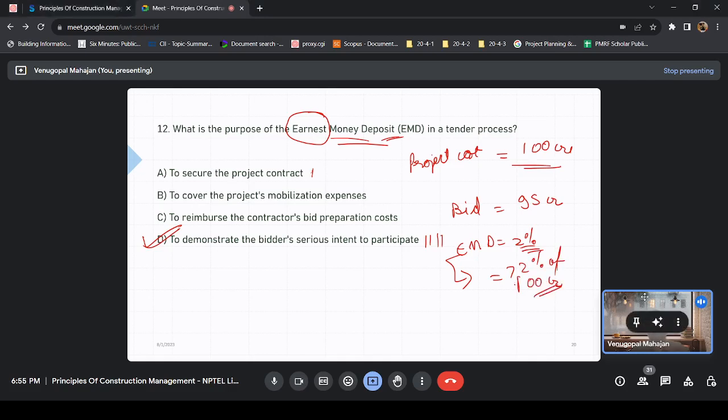Similarly, if you are paying some guarantee or some security deposit, it is on your part, on the contractor's part. So all those things, SD, BG, will be on the bid price.